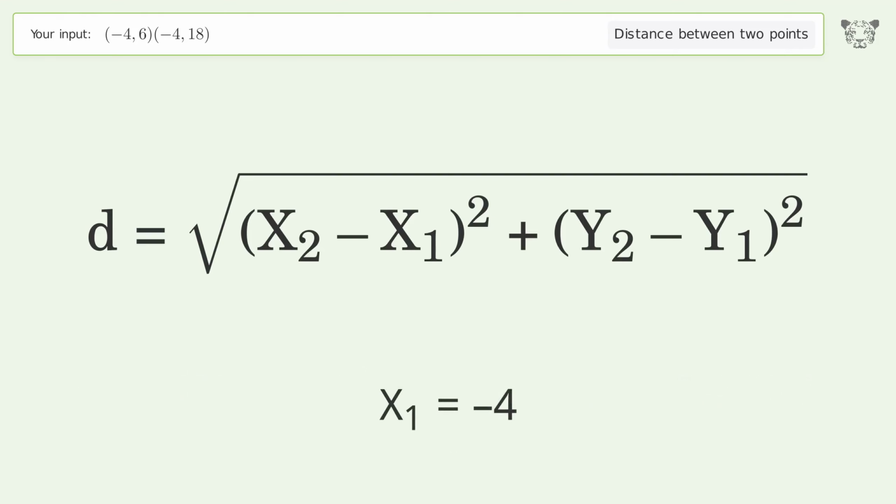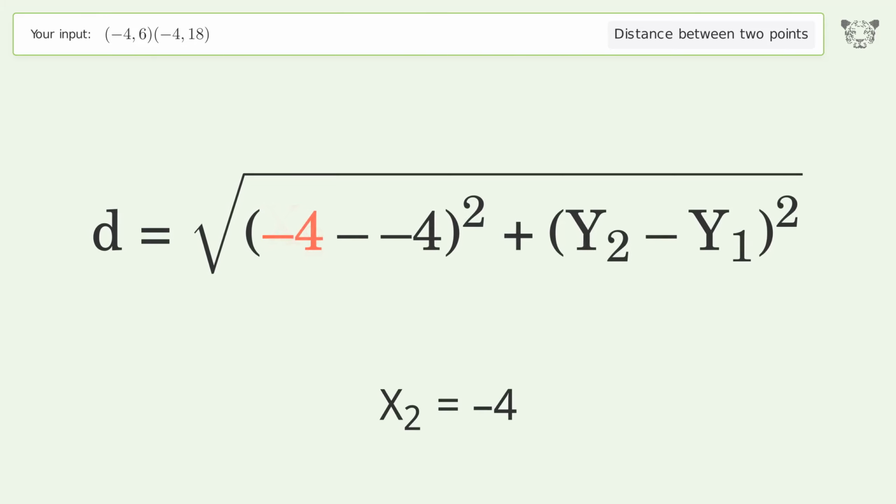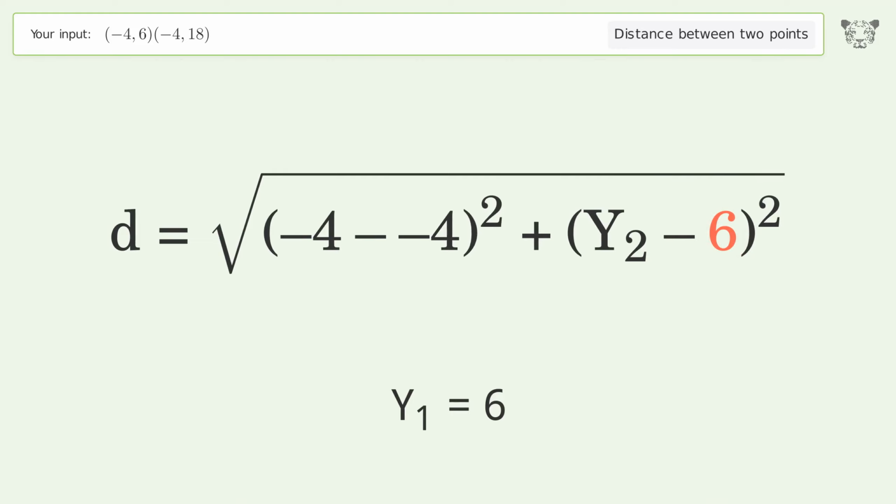x1 equals -4. x2 equals -4. y1 equals 6. y2 equals 18.